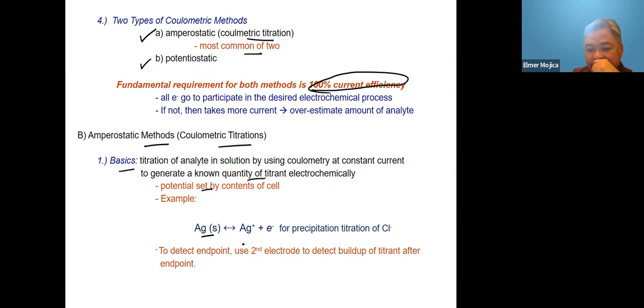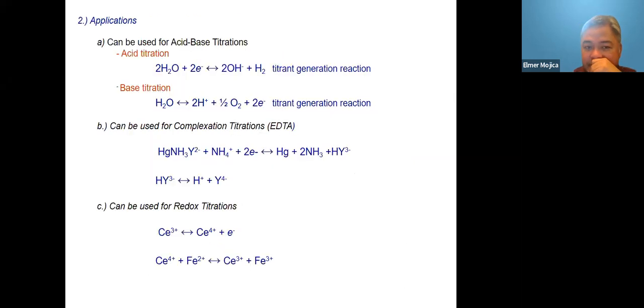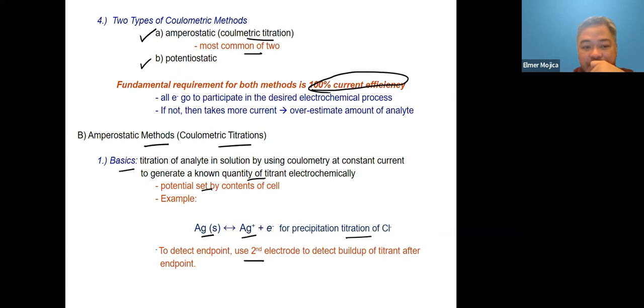So when you have this reaction, silver to silver ion, for the precipitation titration of chloride, to detect the endpoint, you have to use another electrode that detects the buildup of the titrant after the endpoint. Okay. Now, this is more applicable compared to the other one, yung tinatawag na potentiostatic. Okay, amperostatic, if you're going to look at this, the root word there is current. If it's potentiostatic, the root word there is mostly the potential, the voltage.